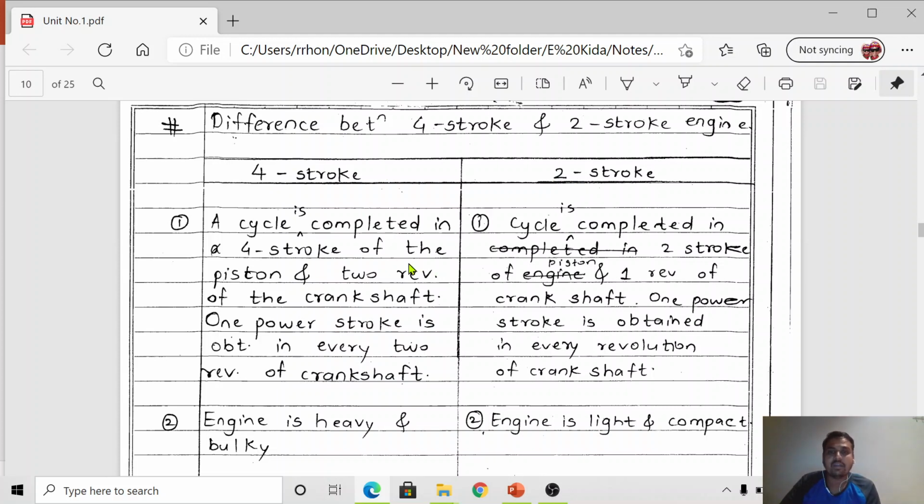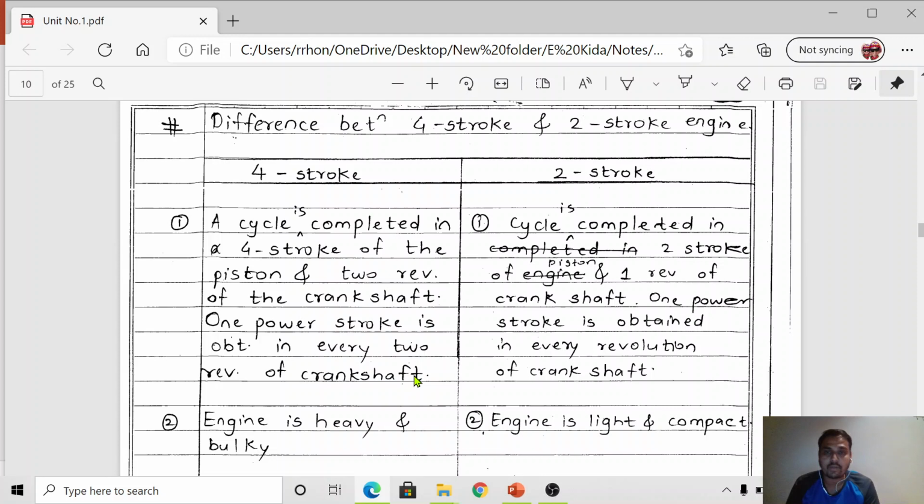As we already know, in the case of the 4-stroke engine, a cycle is completed in 4 strokes of the piston and 2 revolutions of the crankshaft, whereas 1 power stroke is obtained in every 2 revolutions of the crankshaft. For completion of 4 strokes of the piston, there will always be 2 revolutions of the crankshaft, meaning the crankshaft will rotate 360 plus 360, that is 720 degrees. And 1 power stroke is obtained in every 2 revolutions of the crankshaft.